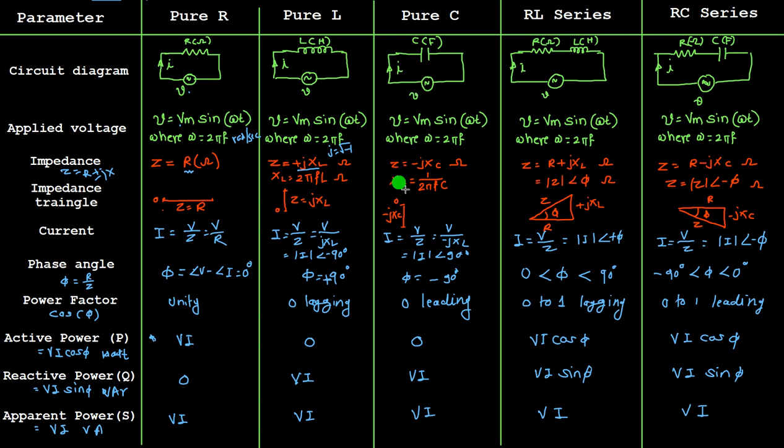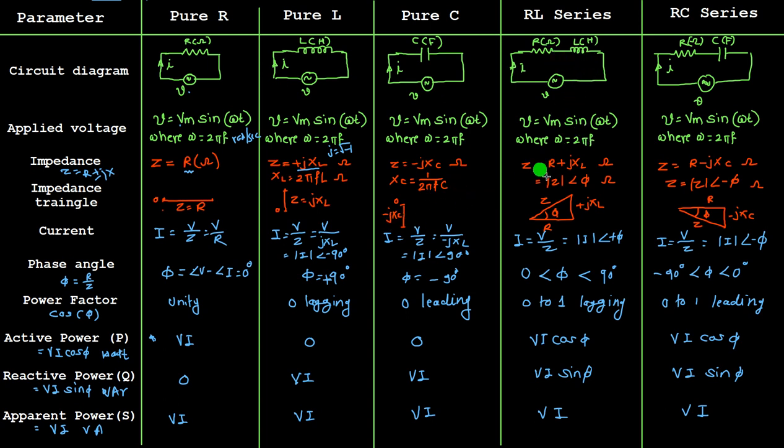Now in the pure capacitance circuit, Z is equal to minus jXC ohm, that is XC is equal to 1 upon 2 pi fC. See, here it is 2 pi fL, here it is 1 upon 2 pi fC, and it is a minus jXC, so impedance Z is equal to minus jXC.